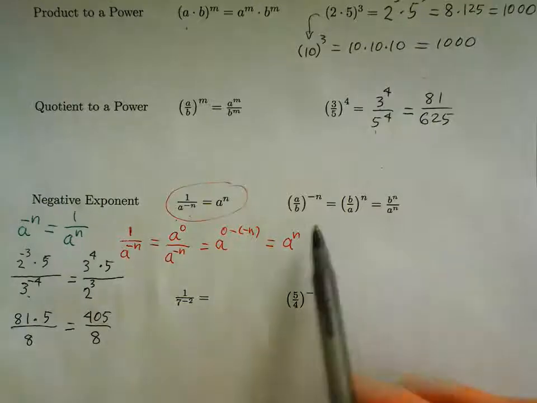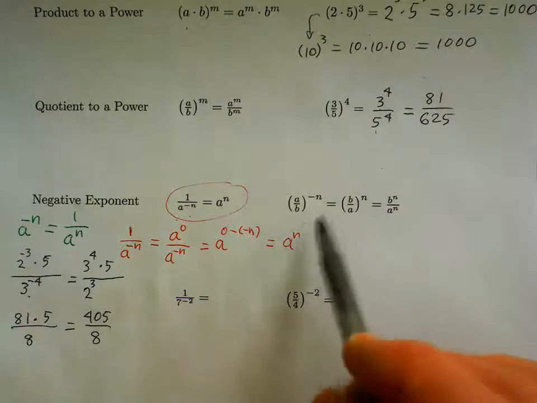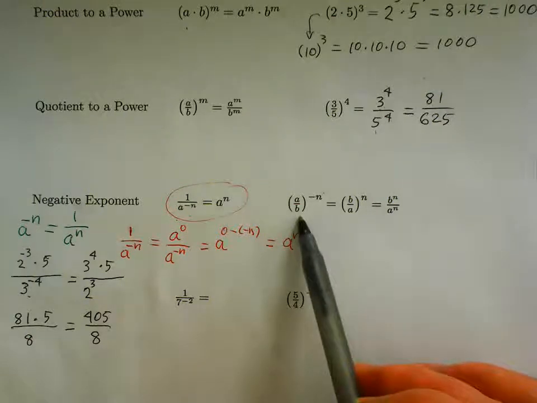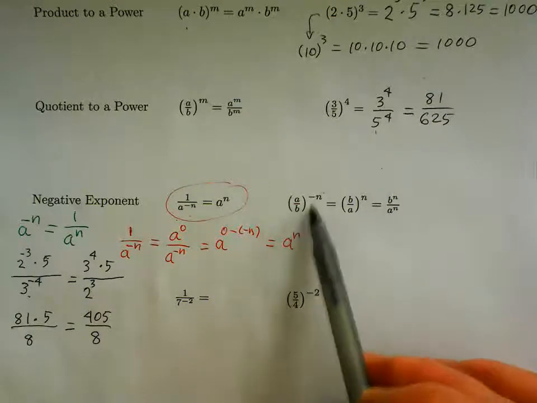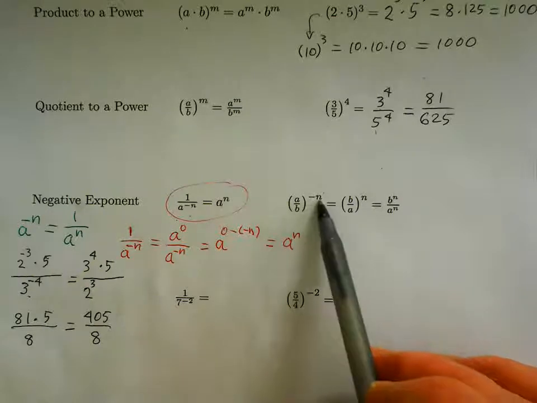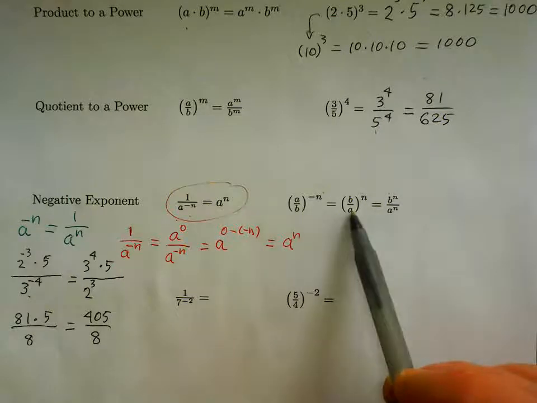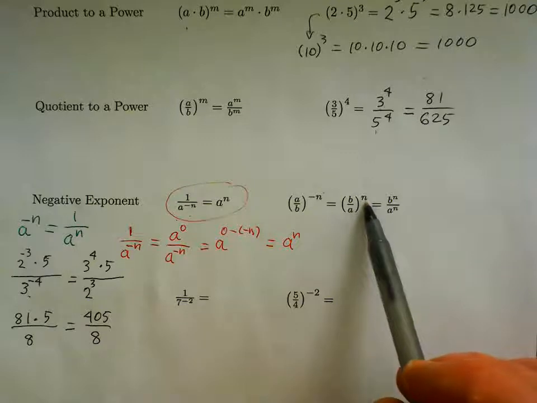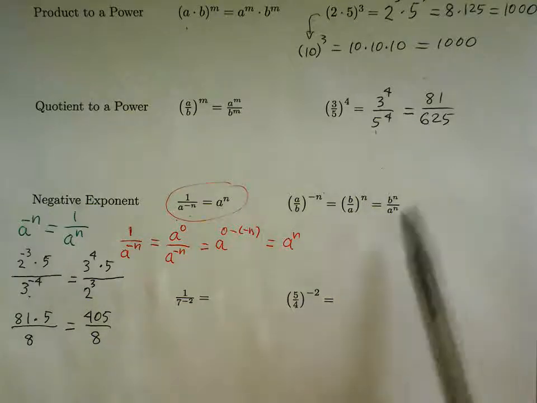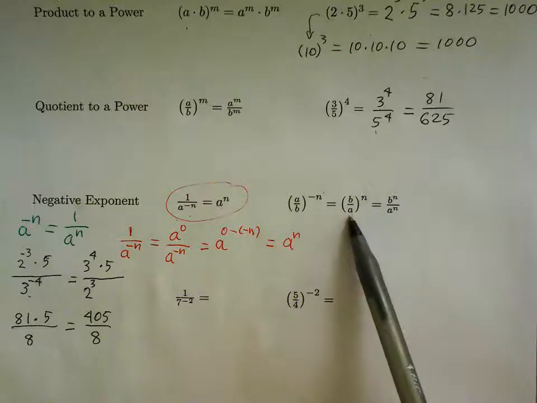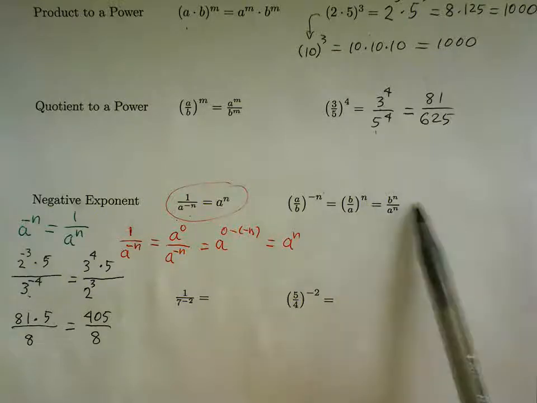Okay, but another property involving a negative exponent, if you have a over b in parentheses with a negative n for an exponent, then you can write the reciprocal of a over b, which is b over a, and change the exponent to positive n. And then b over a in parentheses to the power n can be written as b to the n over a to the n.